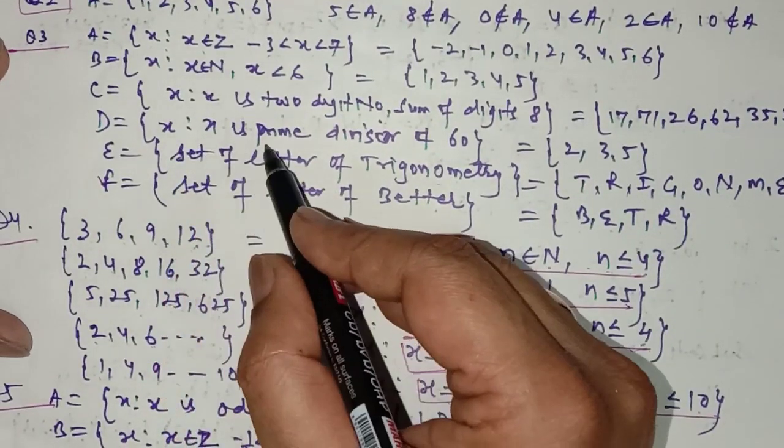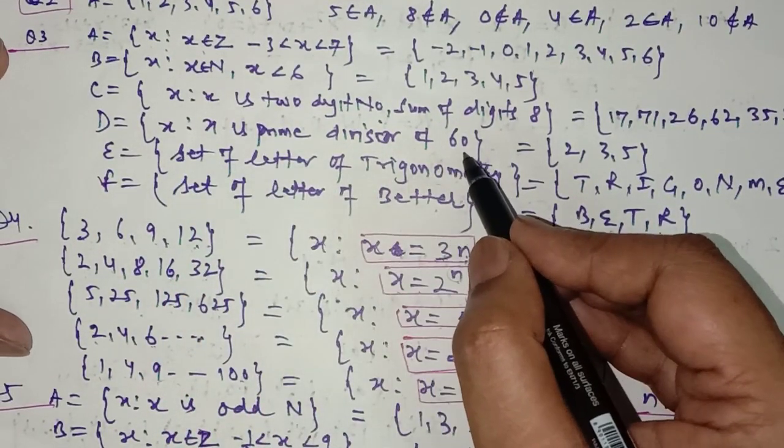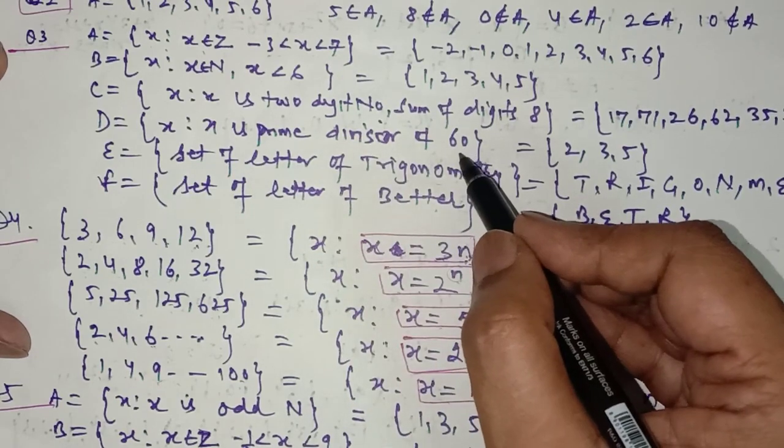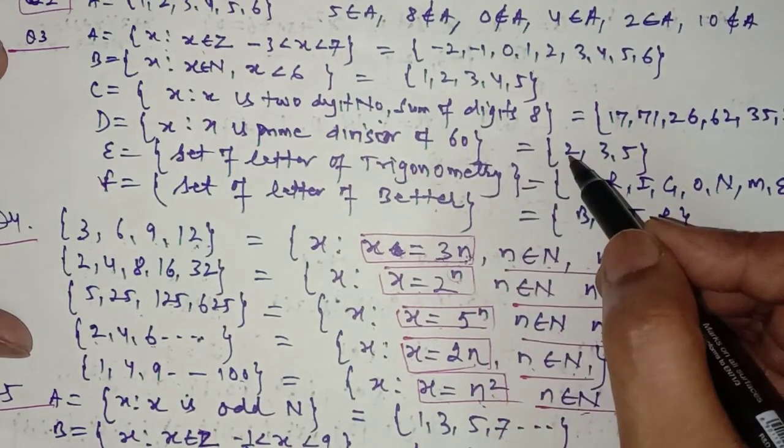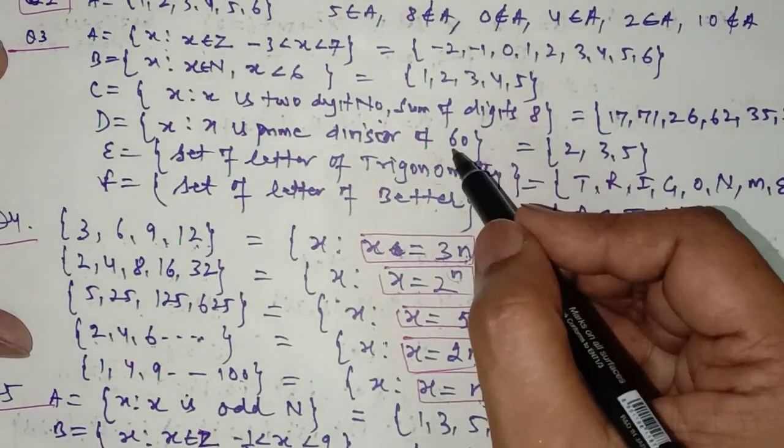Then D is a set of prime numbers, the prime divisors of 60. So you have to write those prime numbers which divide 60. You know that they are 2, 3 and 5.